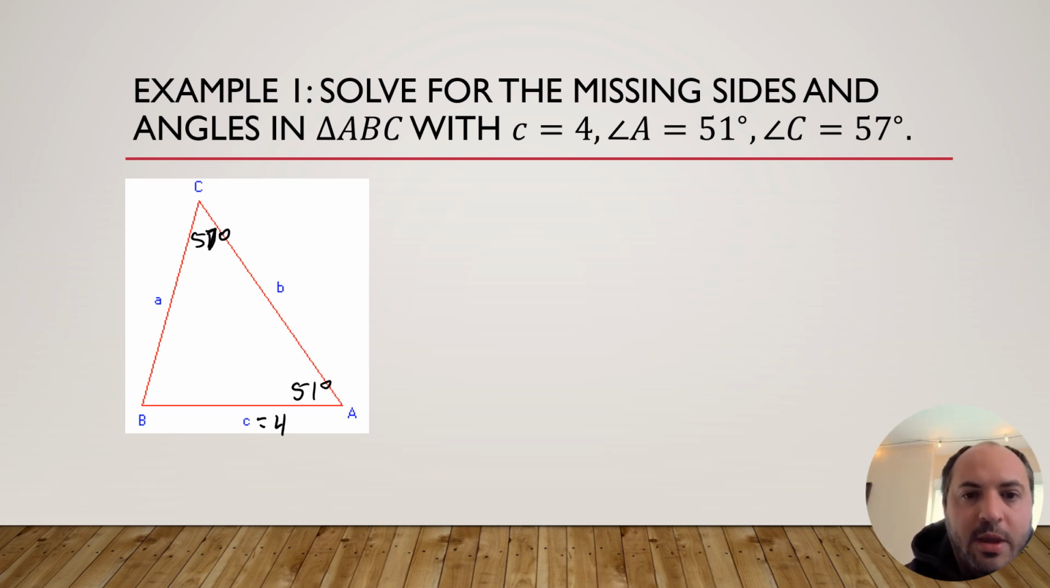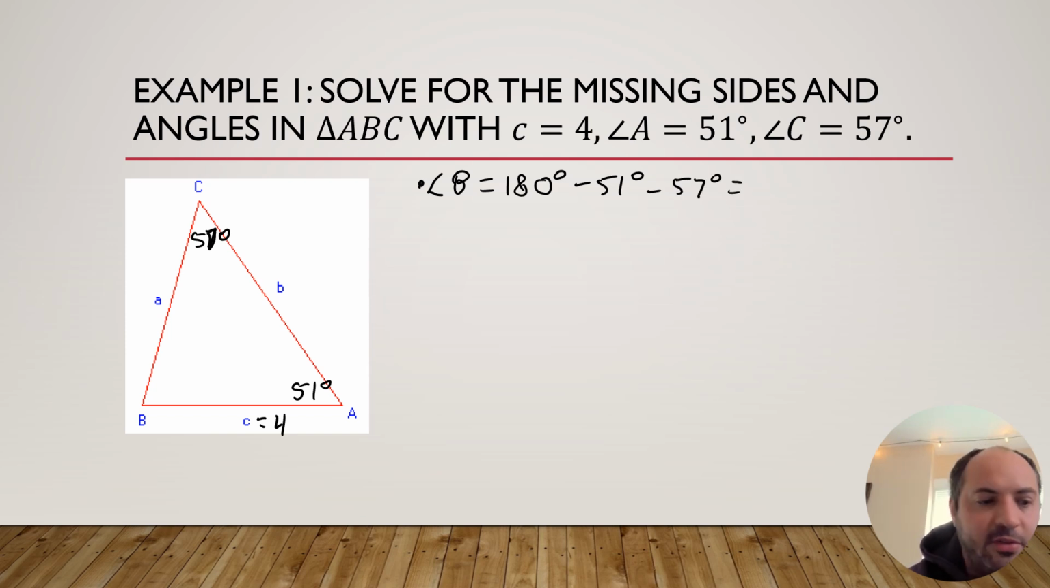Now, again, we can quickly find angle B in this case. Angle B is just going to be 180 degrees minus our 51 degrees for angle A and our 57 degrees for angle C. If we plug that into a calculator and do our math, we end up getting that this is just 72 degrees. So I'm going to add that 72 over here to our picture also.